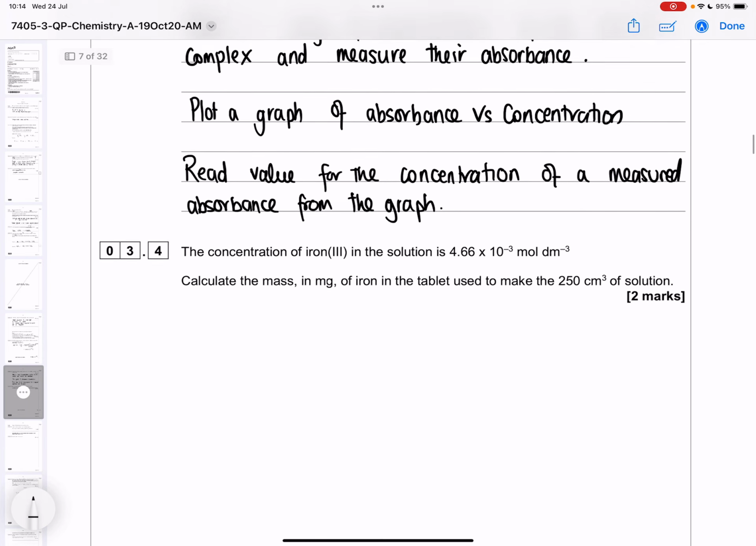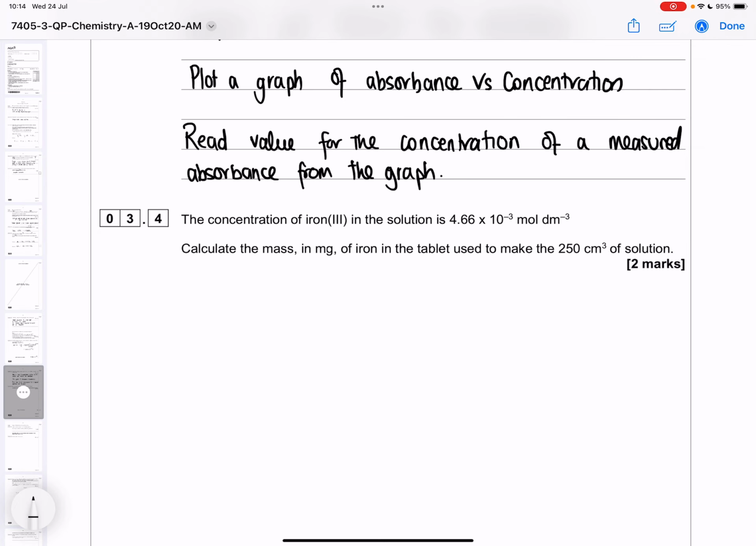The concentration of iron 3 in the solution is 4.66 times 10 to the minus 3 moles per decimeter cubed. Calculate the mass in milligrams of iron in the tablet used to make the 250 centimeters cubed solution. So we're going to work out the moles. Our volume is 250 times 10 to the minus 3 in decimeter cubed times our concentration. I'm going to put that on our calculator.